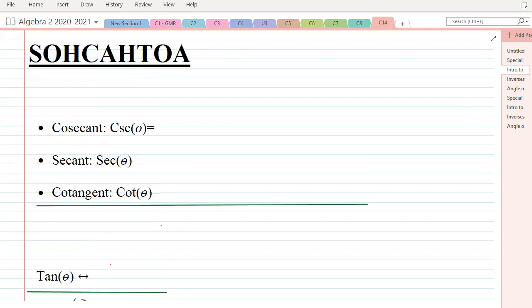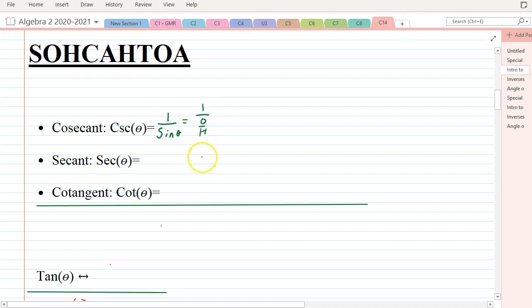Now there are 3 more trig functions that you need to know: cosecant, secant, and cotangent. These are the reciprocals of sine, cosine, and tangent. The first one, cosecant, you simply take 1 over sine theta. Well, what does that mean? It means you're going to have 1 over the opposite over the hypotenuse. Again, what does that mean? What that does is it flips it upside down. So instead of having an O over H, you have an H over O. So cosecant is sine upside down, H over O.